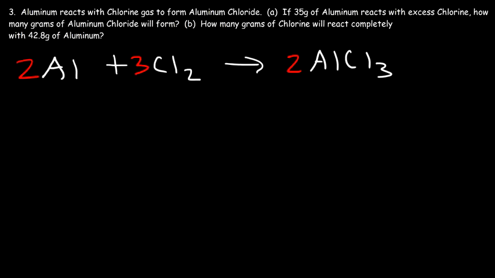So now we could focus on part A. If 35 grams of aluminum reacts with excess chlorine, how many grams of aluminum chloride will form?